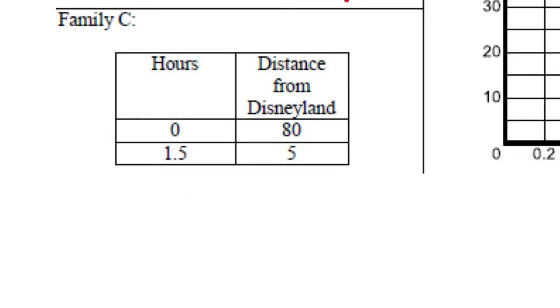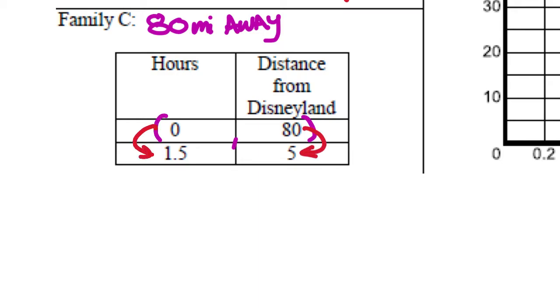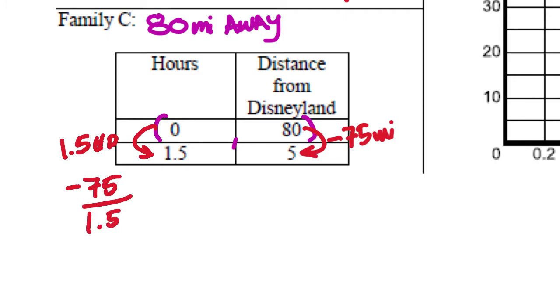So family C, in fact, the table gave us the y-intercept, so that means this family lives 80 miles away. And the table will tell us the slope as well, or the rate of change. So they're going to go 80 to 5, that's 75 miles. And from 0 to 1.5 in hours, that's 1.5 hours. So as a ratio, it's negative 75 to 1.5. And if we simplify this, it'd be 50 miles per hour. And again, you can do that in the calculator. Just do negative 75 divided by 1.5.